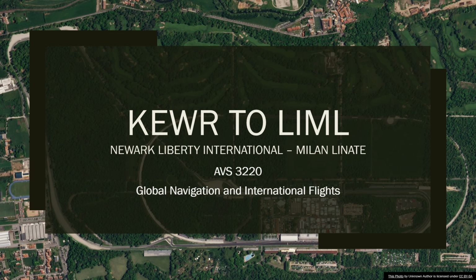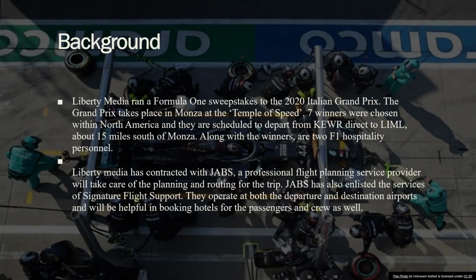So for my route, I chose to fly from Newark Liberty International Airport to Milan Linate in the city of Milan, Italy. The background is that my company has been contracted to arrange international travel by Liberty Media, which runs a Formula One sweepstakes. They have 7 winners from the North American region who are going to be attending the 2020 Italian Grand Prix, and with them are also 2 Formula One hospitality personnel to accompany them for the trip.